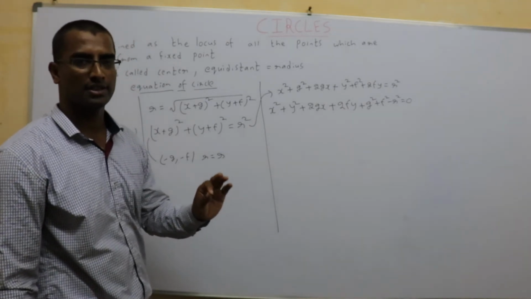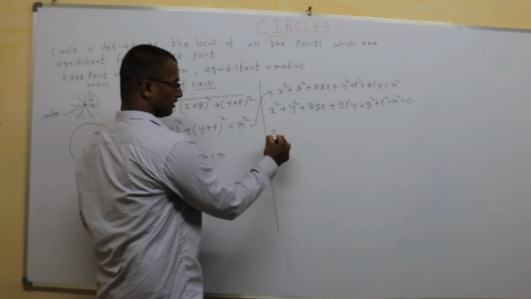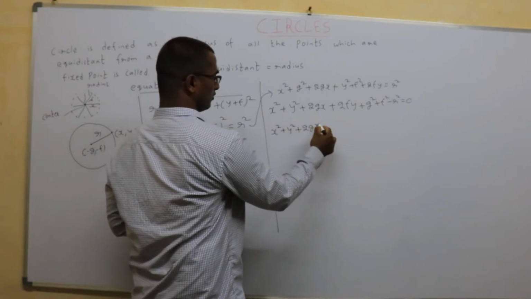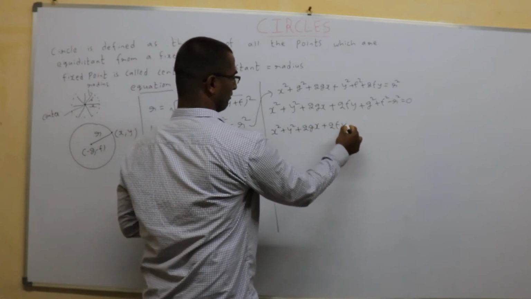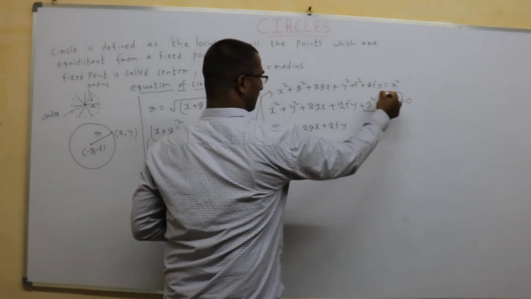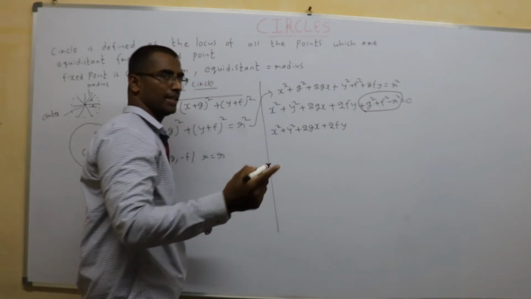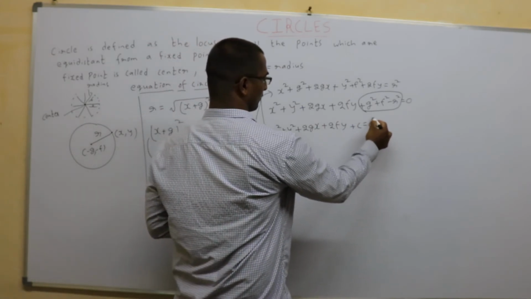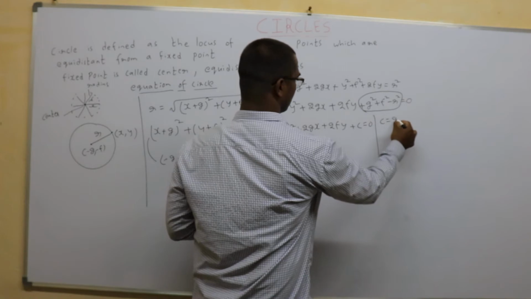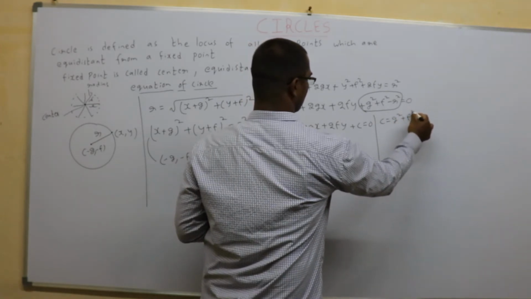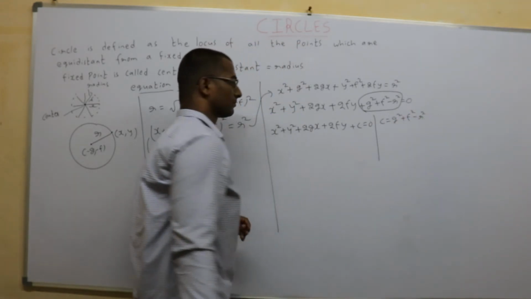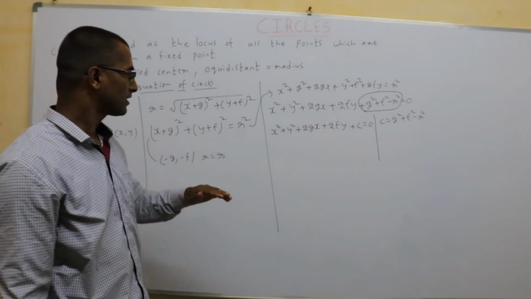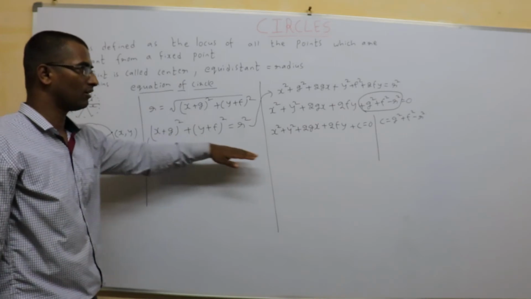So the equation of a circle is x square plus y square plus 2gx plus 2fy, and all these will be numbers. So instead of writing 3 numbers, I calculate and I replace with c, where c is equal to g square plus f square minus r square. Clear? So while doing sums, your equation of circles can be given in this way or in this way.